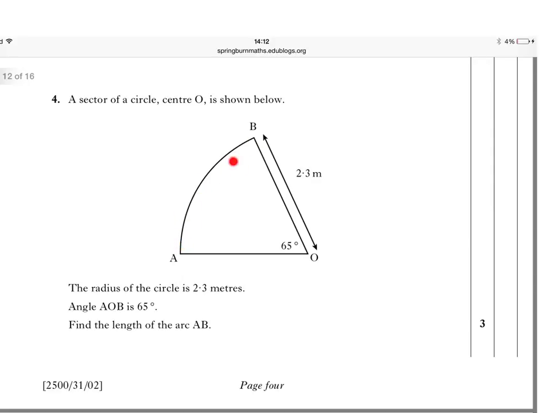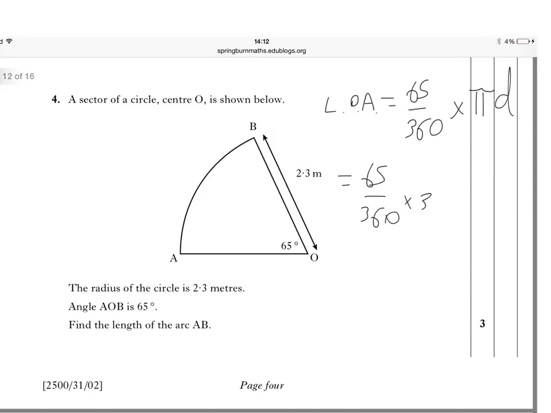The way you should interpret this question is we're basically looking for the bit of a circumference of a circle. Which is the bit? It's 65 degrees out of 360. So the length of arc is equal to 65 out of 360 lots of the circumference, which is pi d. So 65 out of 360 times 3.14, or the pi button in your calculator, times the diameter. Now if the radius is 2.3, we can quickly say that the diameter is 4.6.